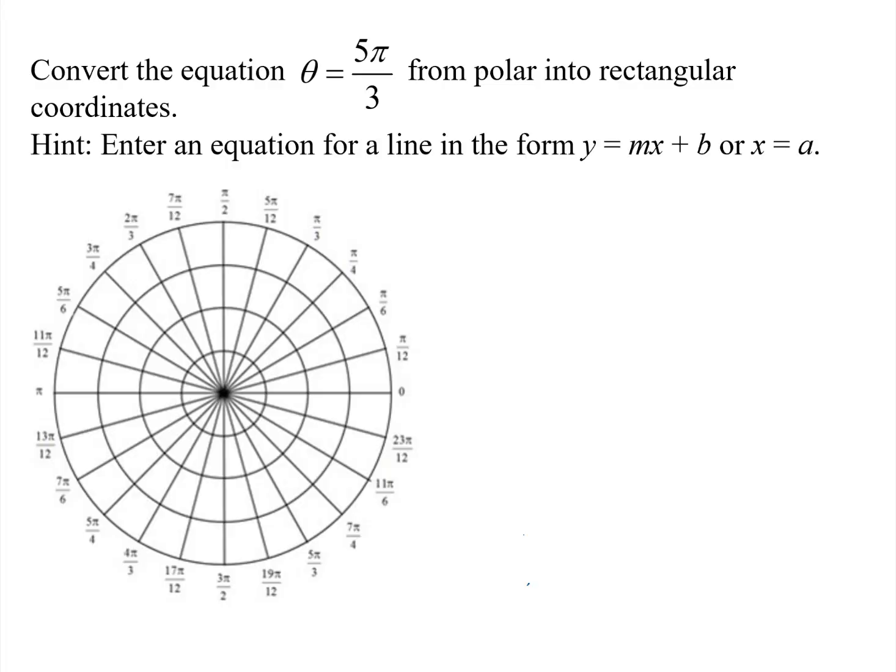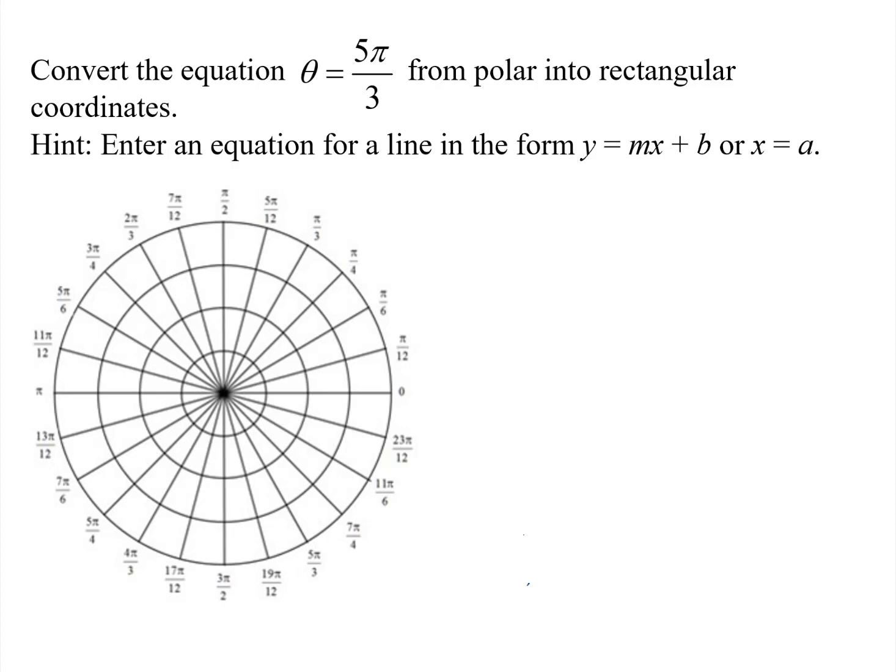We want to convert the equation theta equals 5 pi thirds from polar into rectangular coordinates, and we'll want to enter that equation in the form y equals mx plus b, or x equals a. First of all, let's graph this equation in the polar coordinates.